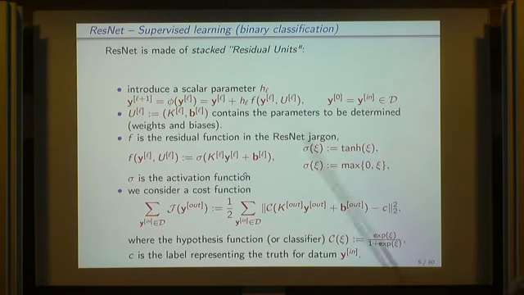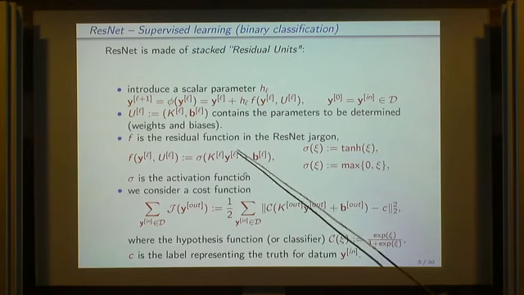What I'm going to do as a first step is modify the ResNet by introducing an extra scalar parameter here, HL, which will give me back the same thing if I put all HLs equal to 1. Okay, so it's a trivial modification, and I do this for reasons that will become clearer later.